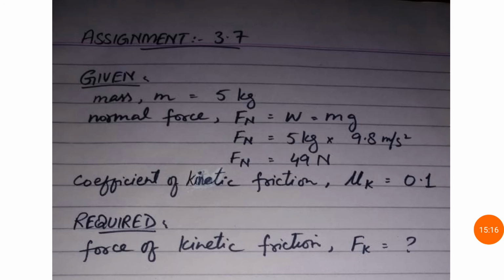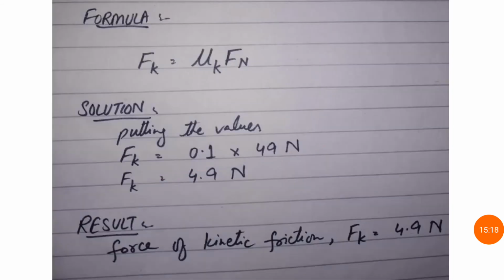Our formula will be Fk equals mu k into Fn. Now, by putting the values, we get 0.1 multiplied by 49 Newton, which gives 4.9 Newton. Now, the result is the force of kinetic friction Fk equals 4.9 Newton.